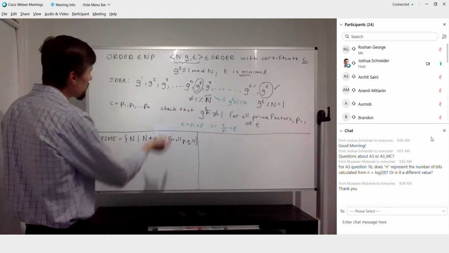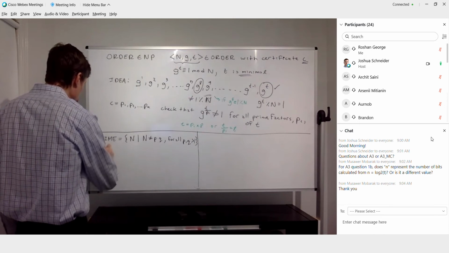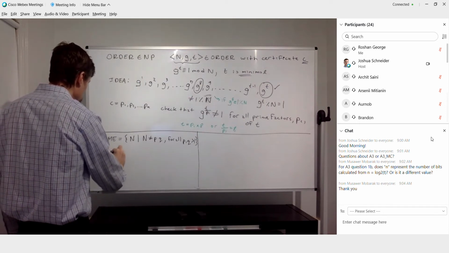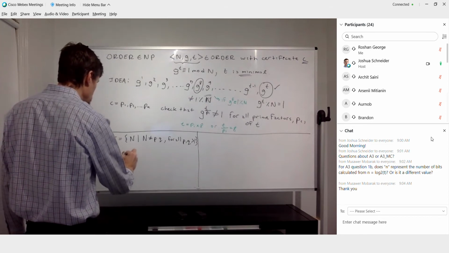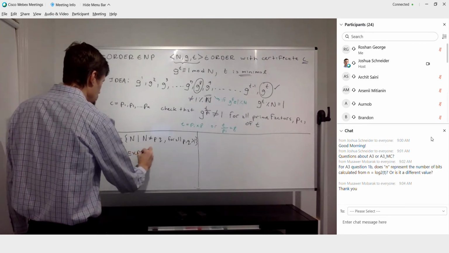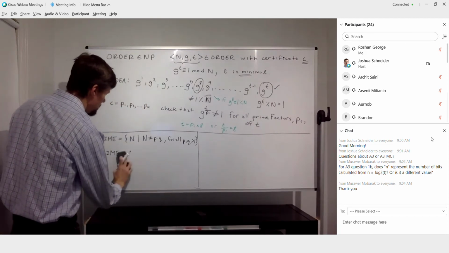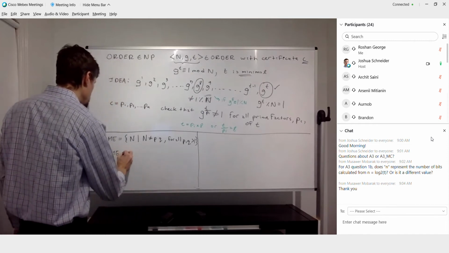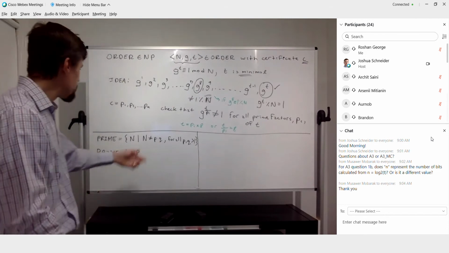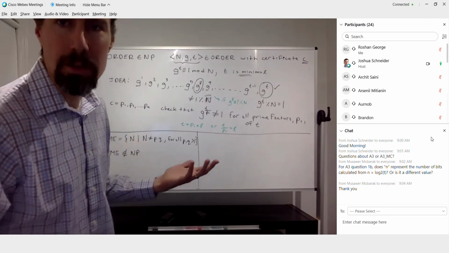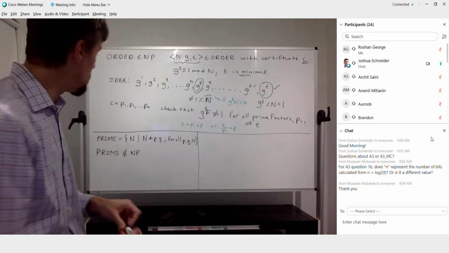And most people prior to this development of certification for order thought that the process of primality testing and verification was EXP time. Another way of saying this is it was not in NP. So prime is not in NP. The reason for that is, let's suppose you're given a prime number. Let's take 89 as our example today, because 89 is something we can actually certify with a Pratt certificate fairly easily.